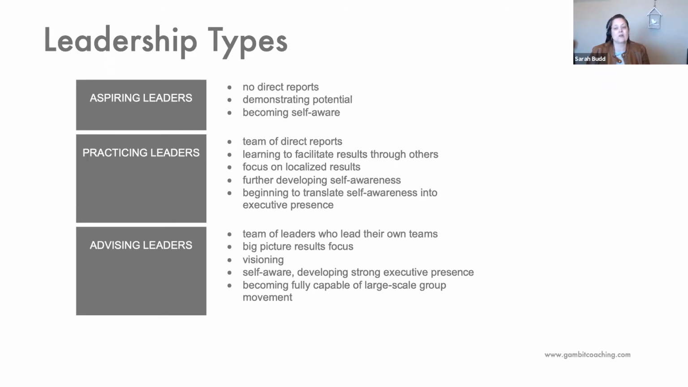They're focused on localized results, their team, their department. They are further developing their self-awareness, and they're beginning to translate that self-awareness into an executive presence. And then advising leaders. These are people who have a team of leaders of their own team, who maybe are leaders of their own team. It's a little bit higher up on the organizational hierarchy.